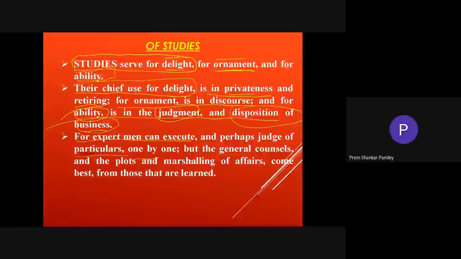Those who are not learned, those who do not believe in studies, they cannot judge. But the general counsels and the plots and marshalling of affairs come best from those that are learned. So only the learned people can bring good affairs in their life. Only the learned people can have good connections with the various things, plots in their life. So here he emphasizes the importance of study.